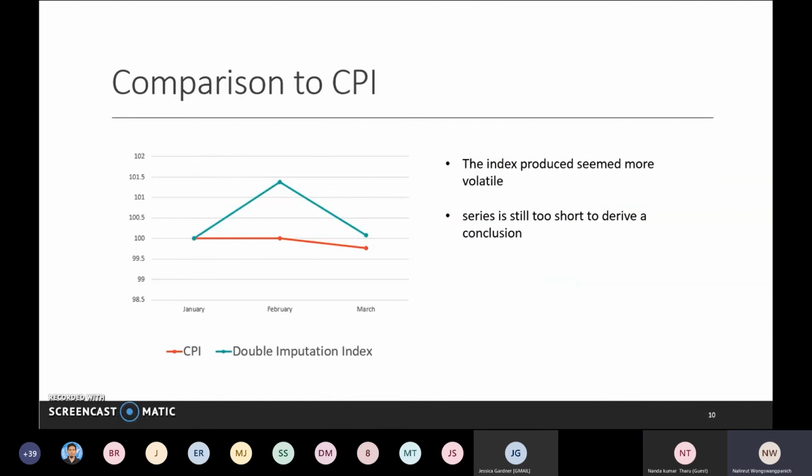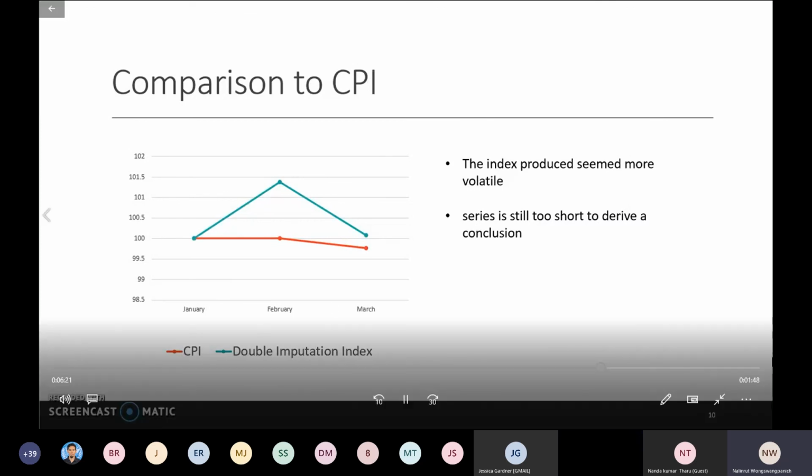We compare our double imputation index to the official index for mobile phones in the CPI. According to the research from ABS, double imputation is the best method, which overcomes limitations in other methods. The index produced in this paper seems to be more volatile, and it is likely due to the dynamic nature of online prices. However, the series is still too short to draw a conclusion, since we only have 3 months here, January, February, and March 2020.